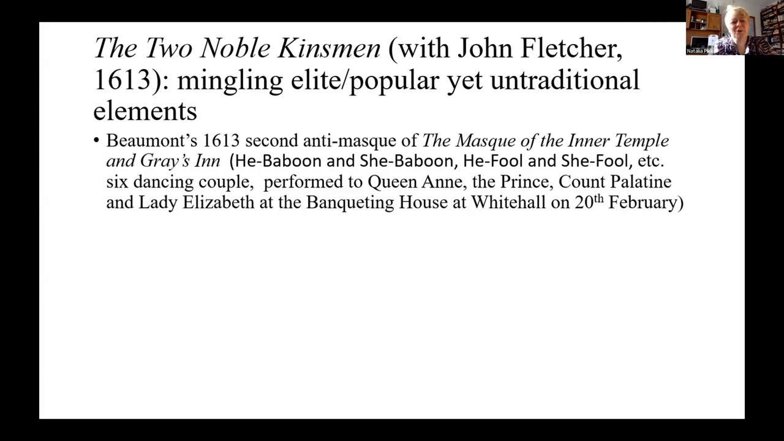It goes back to a Morris dance of sorts that was danced in a royal aristocratic circle, and which was performed for a royal and aristocratic audience. Francis Beaumont, a good companion and a good friend of John Fletcher, wrote a masque. Actually, it's an anti-masque, so kind of a second masque for the royal court. It was called the Masque of the Inner Temple and Gray's Inn, and it was performed in front of the Queen, the Prince, and Lady Elizabeth in the royal household at Whitehall.